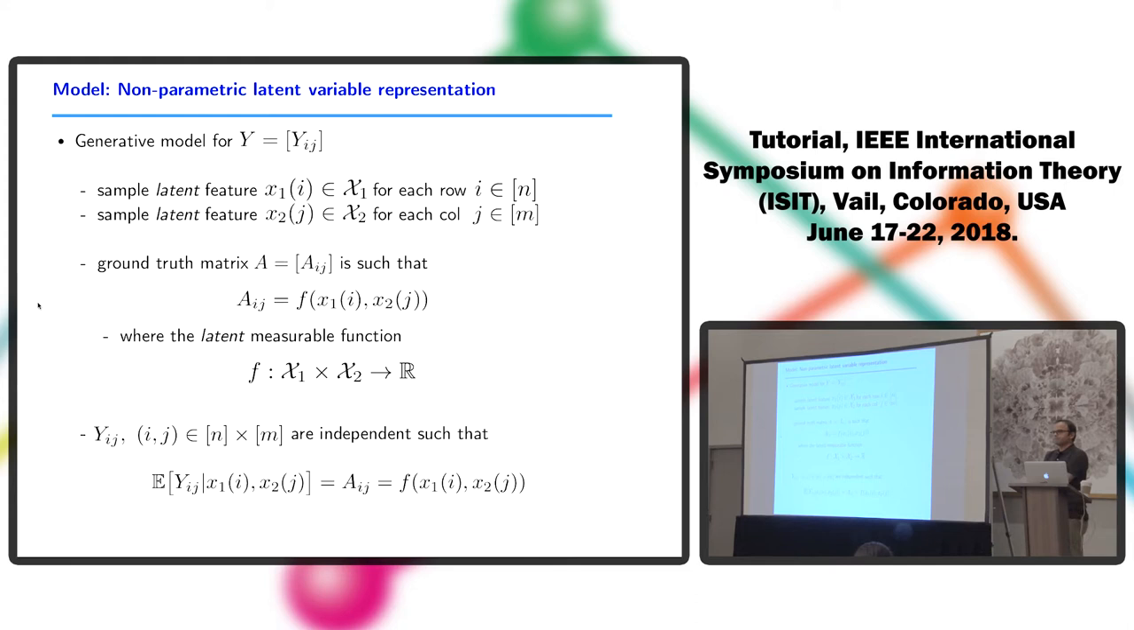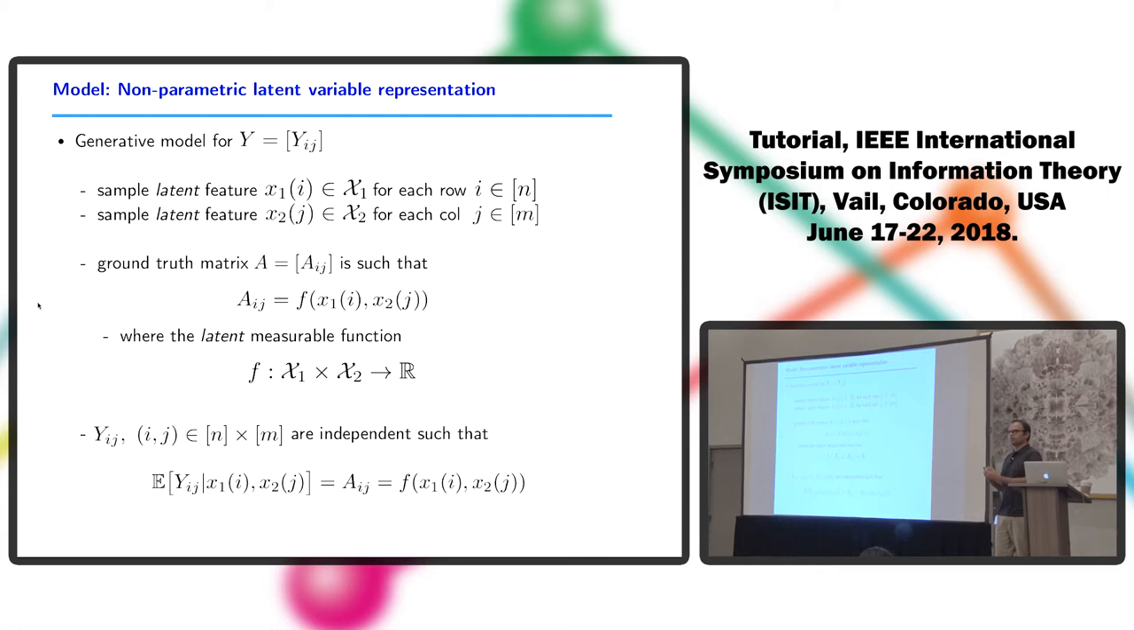Okay, so let me just repeat the whole model. The way you would generate is, for each row and each column, you sample latent features as per some fixed row distribution and column distribution from some latent space. Once you have that, you have some latent function f, which is a measurable function. You apply that to row and column. That gives you Aij, the ground truth matrix.